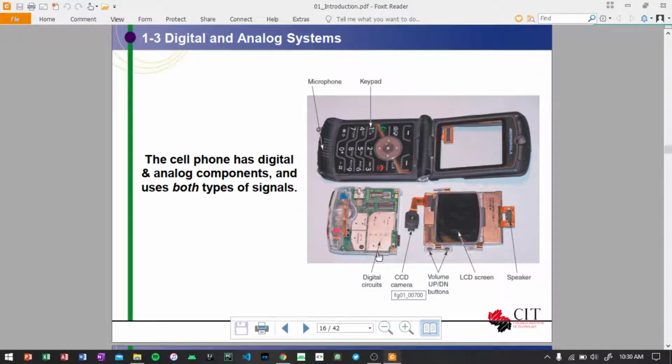This is a digital circuit. You can see here more how it works. You see the camera up and down, the LCD screen, and the speaker. You can see here the microphone is located directly here, not here. Here is the keypad. This is the command, and this is directly converting the ASCII values.